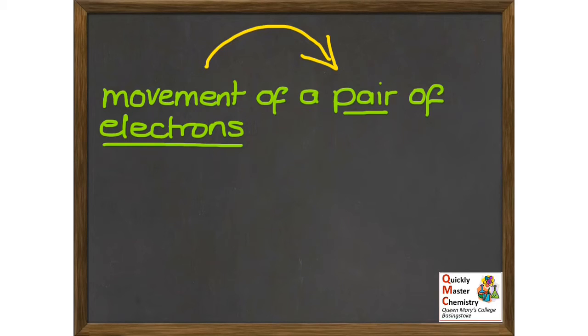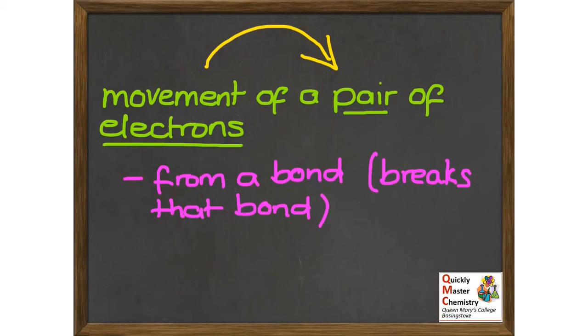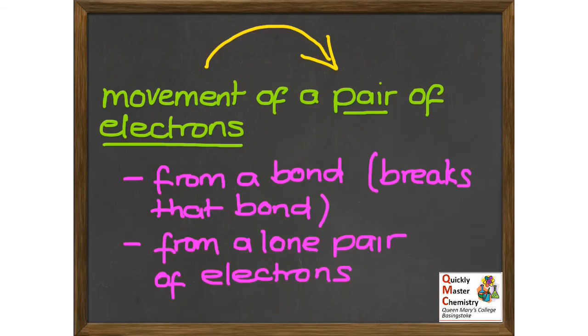And really, as far as you're concerned, there's two places that those pair of electrons could come from, either from a bond, where there's a shared pair in a covalent bond, moving out of that bond somewhere else, which, if you think about it, will break a bond. Or the other source of the pair of electrons could be a lone pair of electrons on an atom.